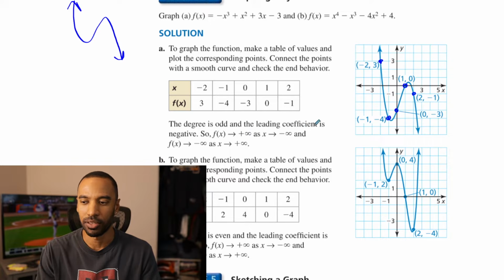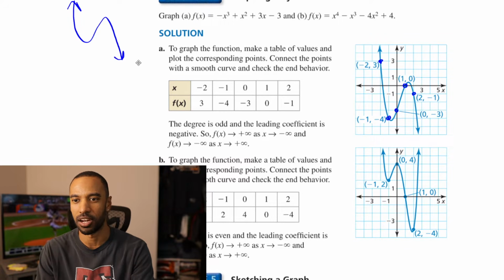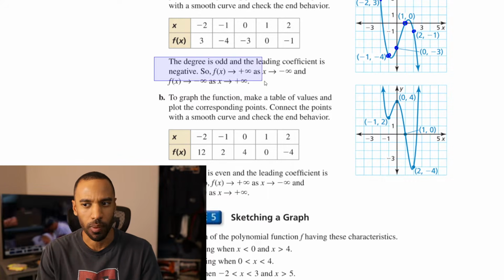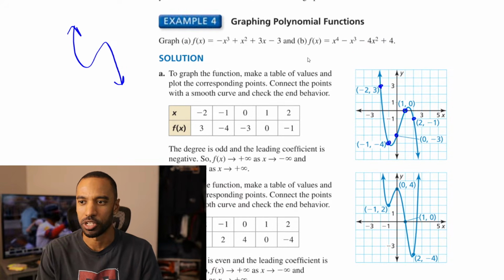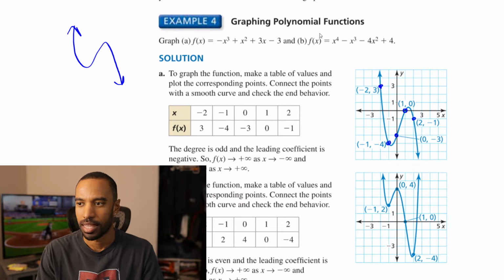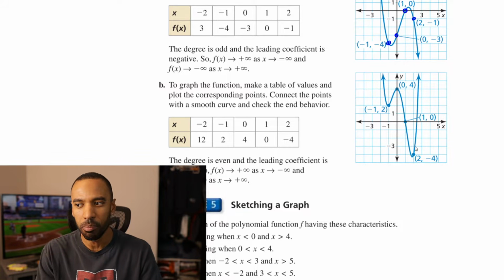The degree is odd and the leading coefficient's negative, so we know that it's also going to have this appearance, and we're going to use the end behavior to connect the rest of the graph. I don't know if we're supposed to write all the end behavior stuff. I didn't see it ask us to do that, but the second question has a positive x to the fourth, and then we're going to plug some things in, so use the table, go from -2 to 2, get your points, plot them.